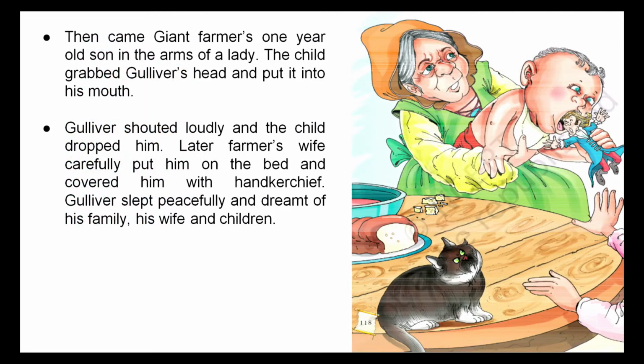Okay, so on the next page you can see the cat sitting on the table, and I'll explain what is happening here. Then came the giant farmer's 1-year-old son. So this kid is 1 year old and he is in the arms of a lady. The child grabbed Gulliver's head and put it into his mouth. You can see in the picture how he is trying to put Gulliver inside his mouth, and here also it is appearing like a small doll in front of this only 1-year-old kid.